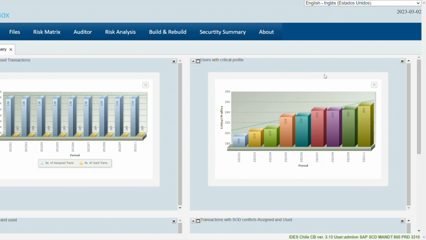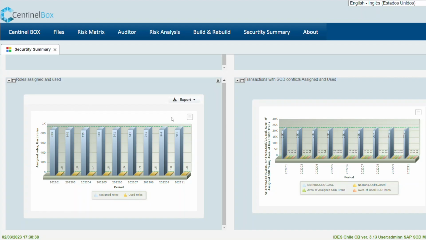The second chart on the right-hand side presents the number of users with critical profiles. Ideally, this number should be 0. The third chart at the bottom shows the number of roles assigned to users and the roles used. Again, a good practice is for both values to be close, with a ratio of at least 80%.